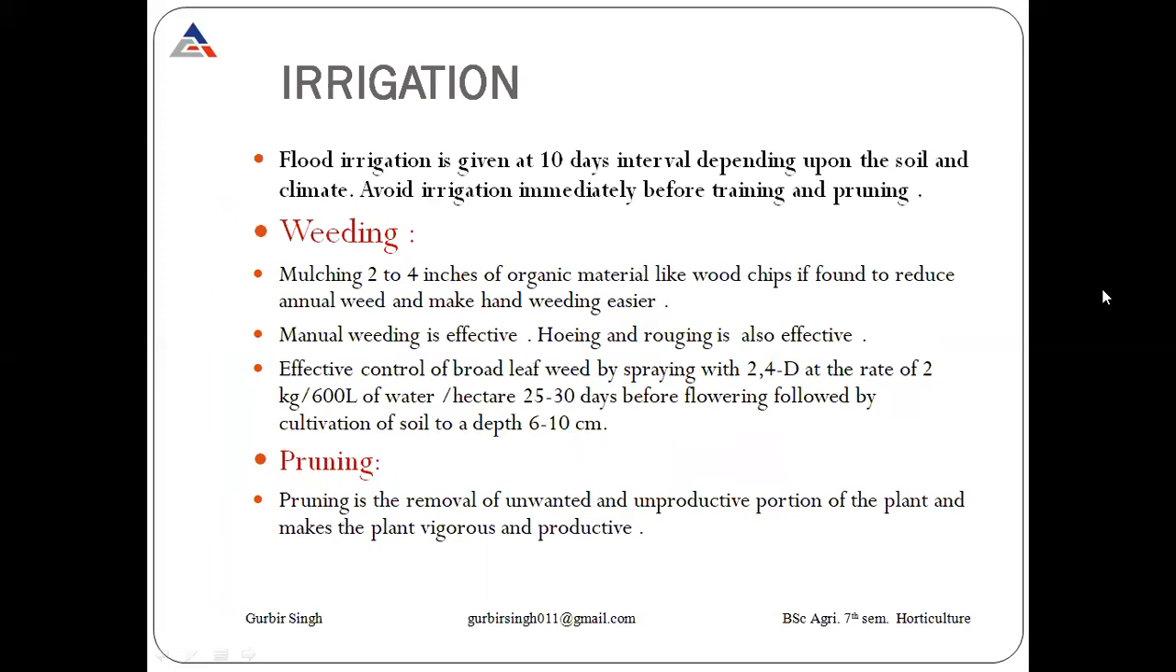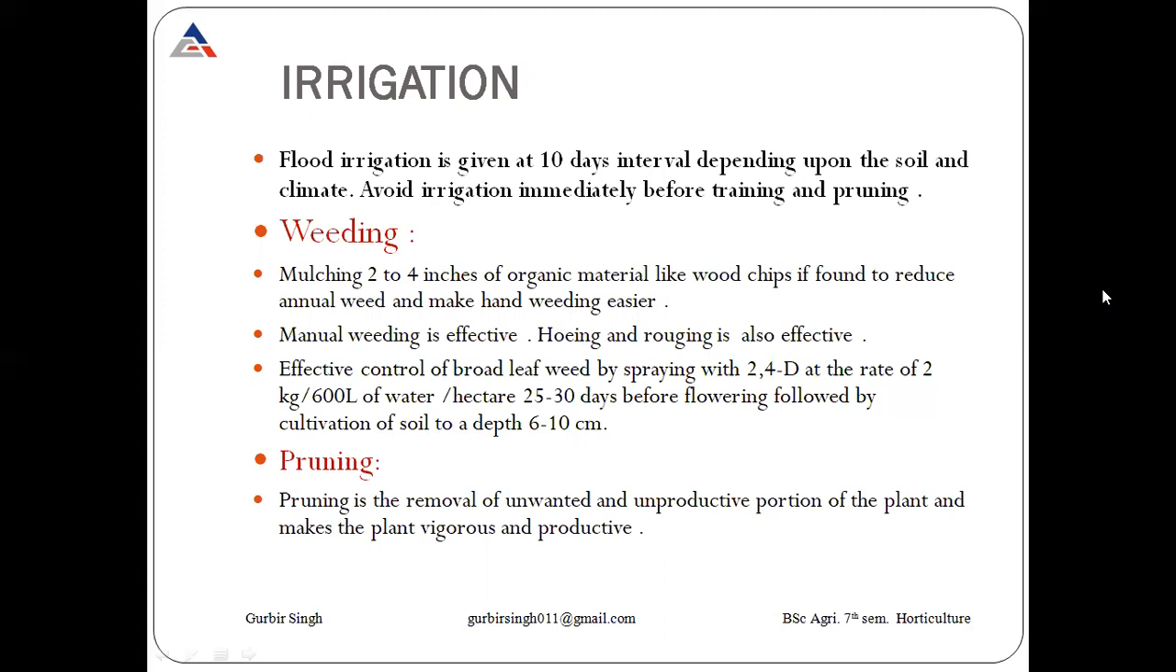Next, irrigation. Flood irrigation is given at 10 days interval depending upon the soil and climate. Avoid irrigation immediately after training and pruning. Weeding: mulching with 2 to 4 inches of organic material like wood chips is found to reduce annual weeds and make weeding easier. Manual weeding is effective. Hoeing and raking is also effective. We can also use chemicals to control the weeds.